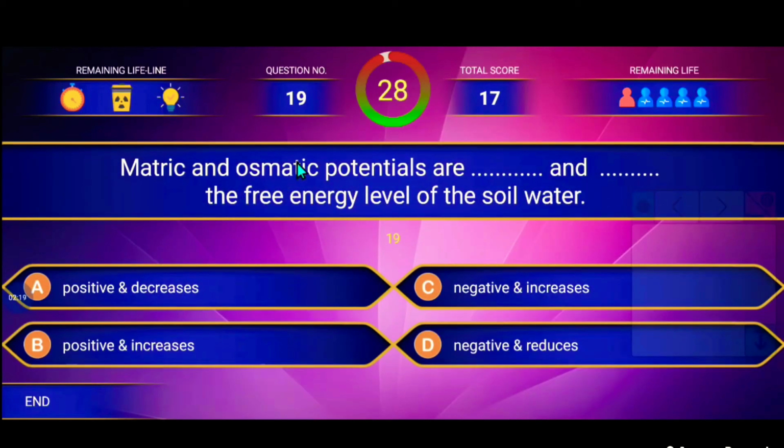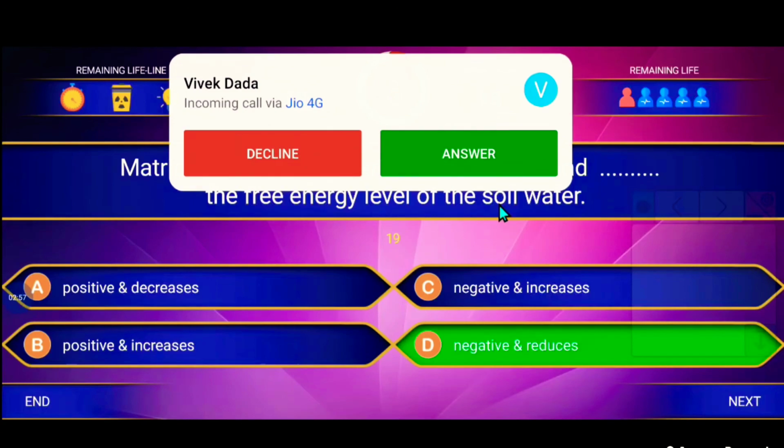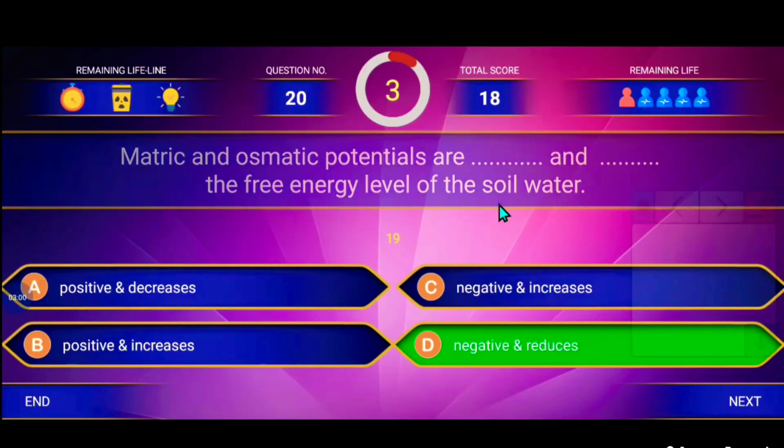The matric and osmotic potentials are dash dash and dash dash the free energy level of the soil water. So it is very difficult. First option is positive and decreases, second one is positive and increases, third one is negative and increases, and last option is negative and reduces. So the correct option is negative and reduces. You can complete the sentence here. Matric and osmotic potentials are negative and reduce the free energy level of soil water. Go to the next question.